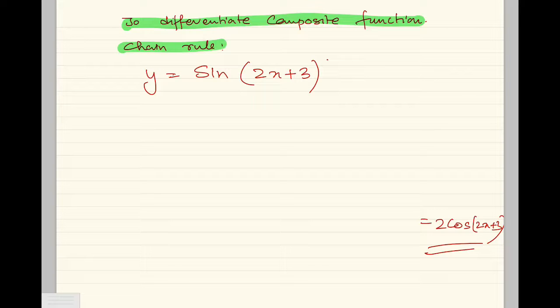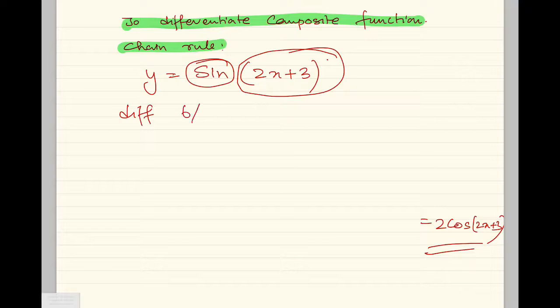Remember, this is a composite function. Why? Because we see there is a sine function, and inside the sine function there is 2x plus 3. That's an algebraic function. So there are two functions inside one function. Got it? So how do you differentiate it? Let's directly start differentiating both sides with respect to x. This is the direct method, so this is more preferable. Remember that. I just showed you the longer method as well, but this is what you will prefer in further sums to come. Correct?